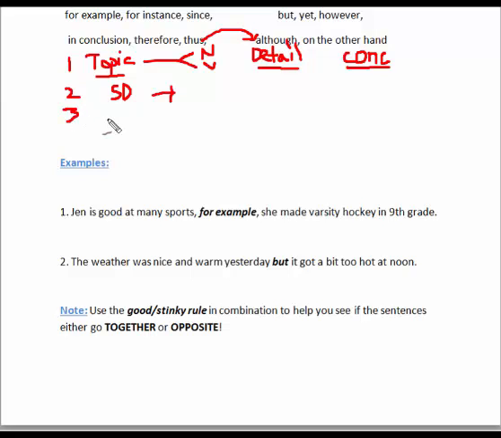Number 3, we saw here again, is the good stinky rule. The good stinky rule tells you that the author has a hidden opinion about the subject matter. It can be categorized as either plus or minus. If you see words that have a positive tone, simply put a plus above them. If you see words that have a negative connotation or tone, put a negative symbol above those.